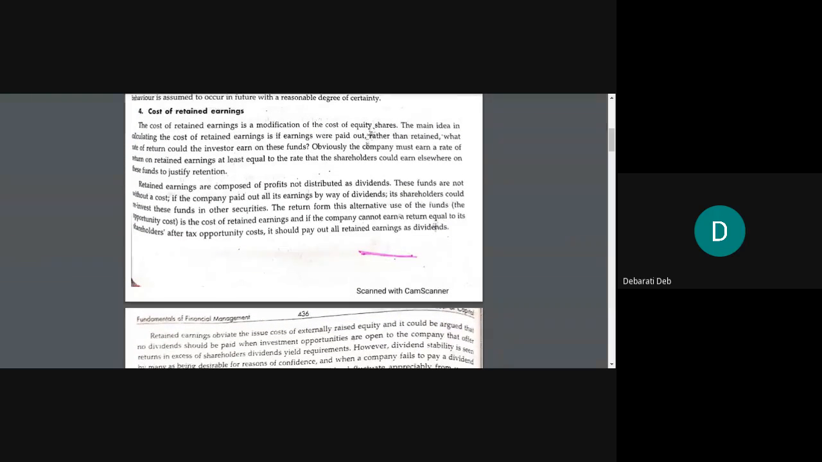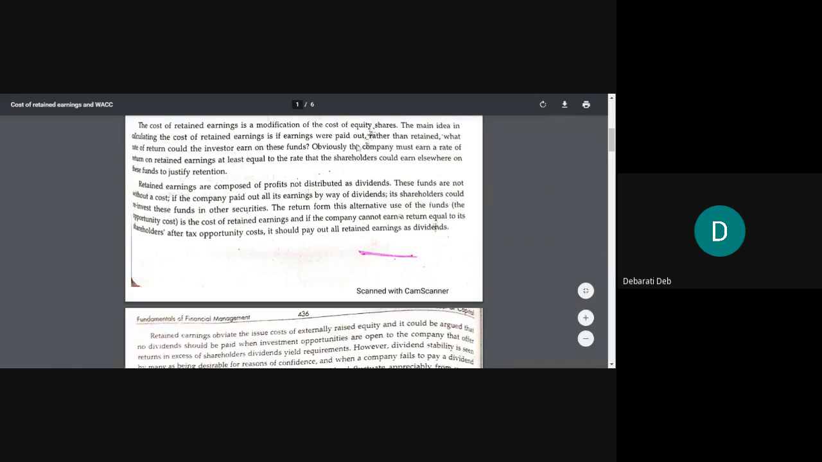Okay, so the cost of retained earnings is a modification of the cost of equity shares. The main idea in calculating the cost of retained earnings is, if earnings were paid out rather than retained, what rate of return could the investor earn on these funds? So the main idea behind the cost of retained earnings is, what if the earnings which were supposed to be retained are paid out? If they are paid out, then what would be the rate of return for the investors whose money is invested in the company? This will be calculated in terms of the rate of return that the investor could earn on these funds. Based on that concept, this retained earnings formula will be derived.